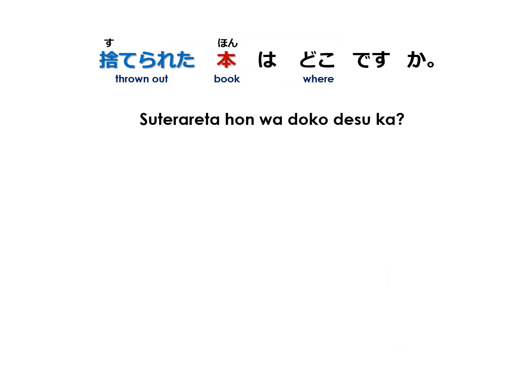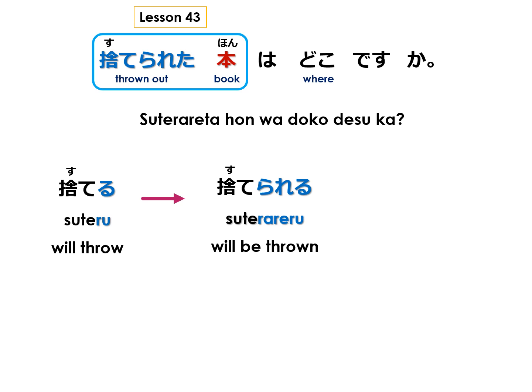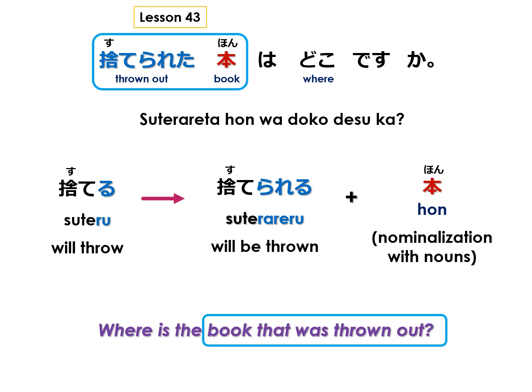Next example, suterareta hon wa doko desu ka? We have a passive form verb, suterareta, nominalized by a noun, hon or book. You can review nominalization with nouns in lesson 43. Suterareta comes from suteru, an active verb meaning throw. That converts to suterareru, will be thrown, then conjugated for past tense and put before a noun, hon, suterareta hon, the book that was thrown away. So the whole sentence translates to, where is the book that was thrown out?